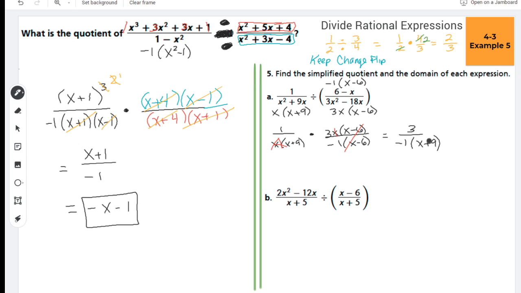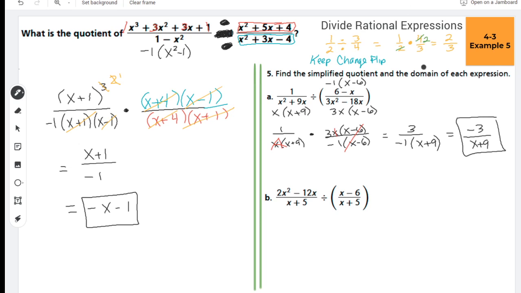Now there's a couple ways you could deal with this. I like to put the negative just with the coefficient like this, but you could also distribute that negative 1 to the parentheses. Really, it just depends on what you would see there. All right.